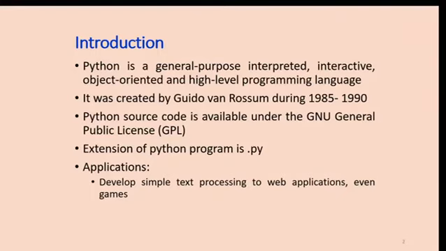It was created by Guido van Rossum during the year 1985 to 1990. It's an open source language and is available under the GNU General Public License. It can be used in any type of OS for free. And all the Python programs should be stored with the extension .py.